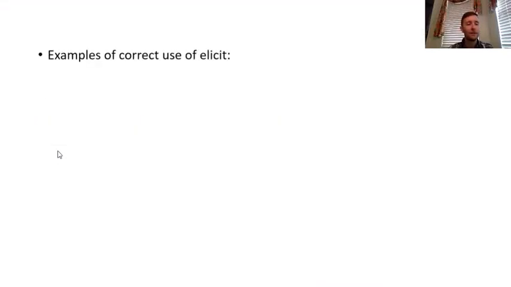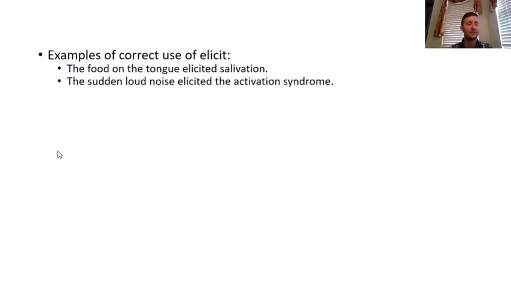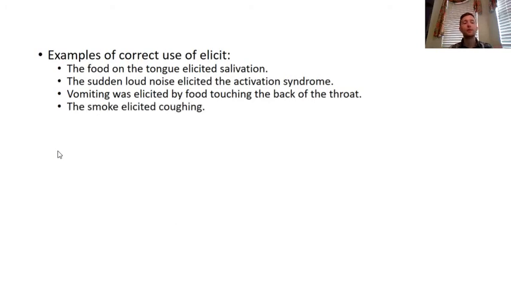Okay, so let's look at examples of the correct use of elicit. The food on the tongue elicited salivation. The sudden loud noise elicited the activation syndrome. Vomiting was elicited by food touching the back of the throat. The smoke elicited coughing.